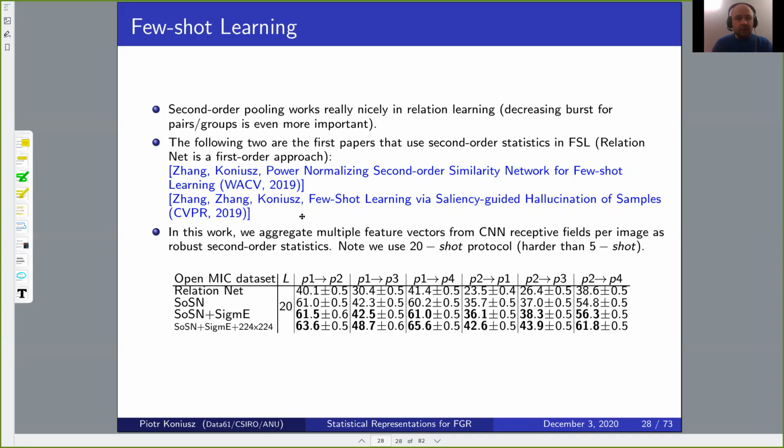So just to conclude, second order pooling works really nicely in the relation learning setup. We published a few papers that exploit second order pooling and power normalization, one in ECCV, one in CVPR 2019. We also have results on other datasets like the Open MIC dataset, which exhibits a fine-grained nature. That kind of shows that those higher order pooling methods work really nicely with fine-grained datasets.